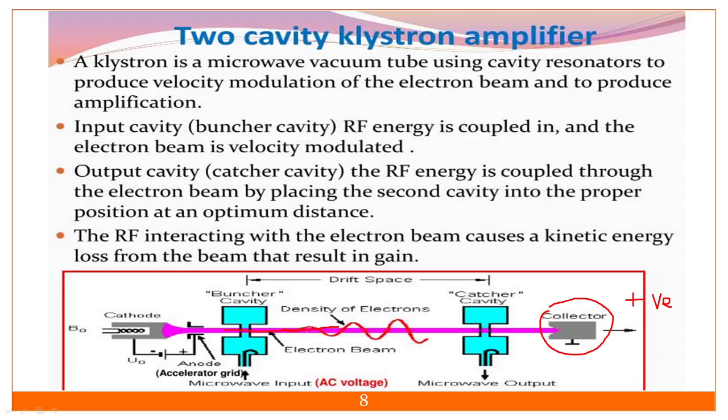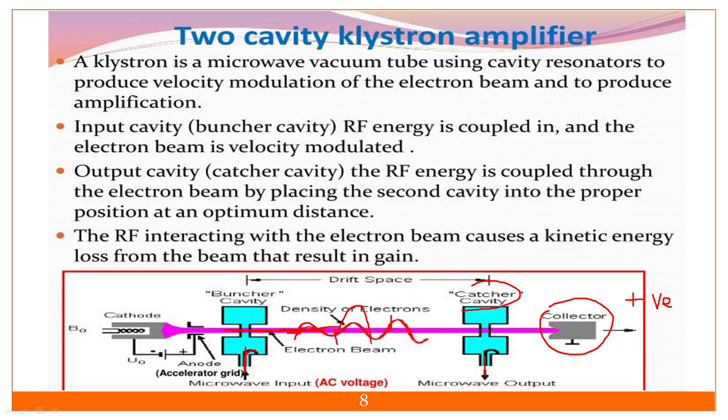Whatever electrons are there, they are bunched, and in the catcher cavity we take the energy from them, and the output is taken over here. How do we get the energy from this? The electrons are moving faster, and the signal which we want to amplify is given from this space. The electron bunching is carried out at these places, which gives energy to the signal, and the signal gets amplified.